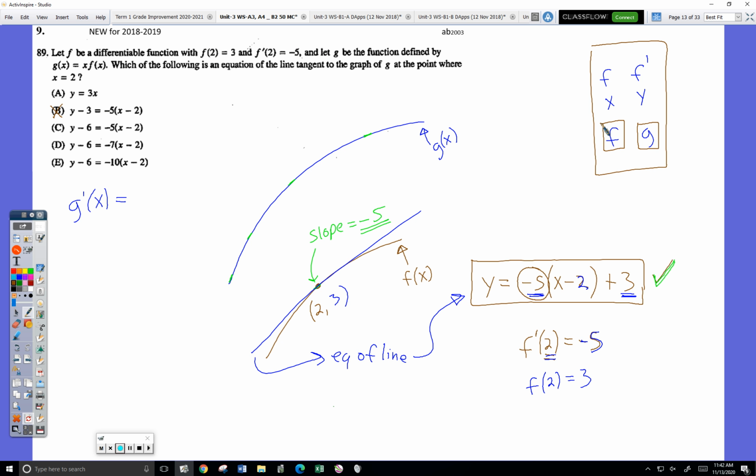This is an equation of a line tangent to which function? Is it f? It's f because all of the data is talking about f. It's saying the slope of f when x equals 2 is -5. On f, when x is 2, the y is 3. So we took all that information about f, and we did create an equation of a line tangent to f. But you're trying to find g, right? The question is to create a line tangent to g. Okay, that makes sense.